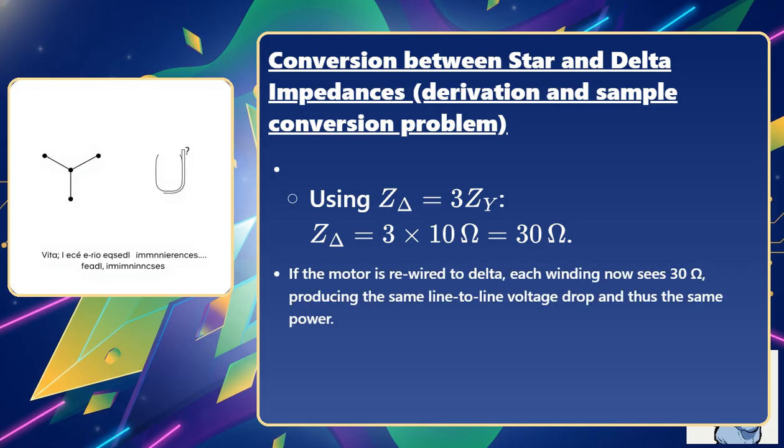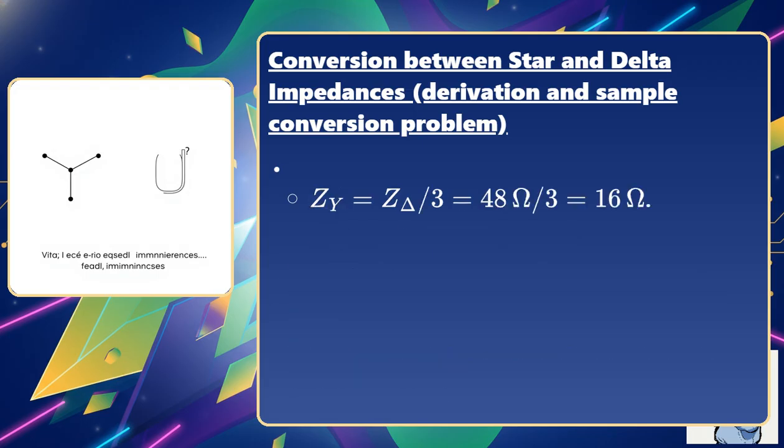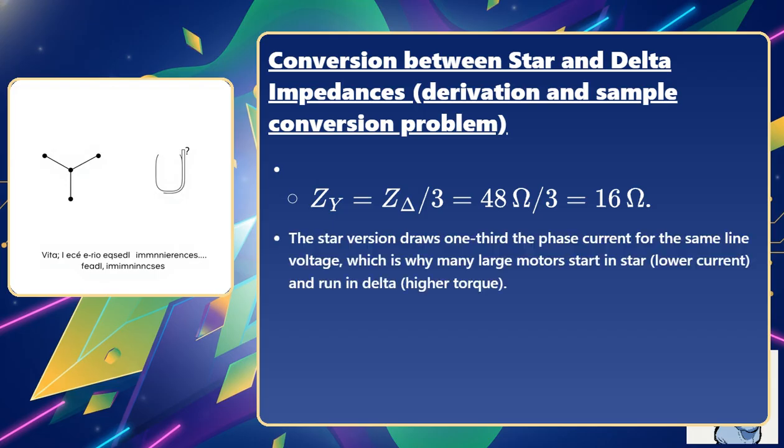If the motor is wired to delta, each winding now sees 30 ohms, producing the same line-to-line voltage drop and thus the same power. Reverse conversion example. A delta-connected balanced load has a phase impedance of 48 ohms. Find the star equivalent. Z_Y equals Z delta divided by 3 equals 48 ohms divided by 3 equals 16 ohms. The star version draws 1/3 the phase current for the same line voltage, which is why many large motors start in star, lower current, and run in delta, higher torque.